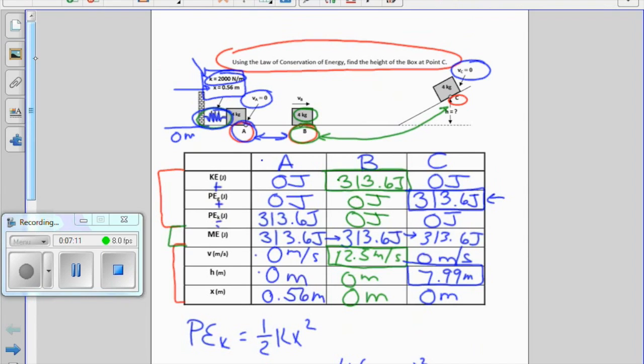What I would like you to do is print off the attachment that is another energy table similar to this one, and I want you to try it on your own now. Tomorrow we'll go over it in class.